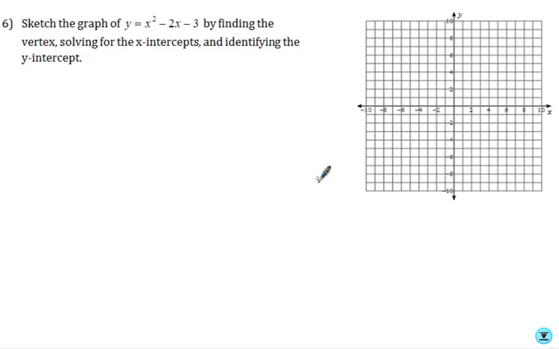All right, so number 6 says sketch the graph, and they give us an equation or function by finding the vertex, solving for the x-intercepts, and identifying the y-intercept. So we're actually going to put together a couple different ideas.